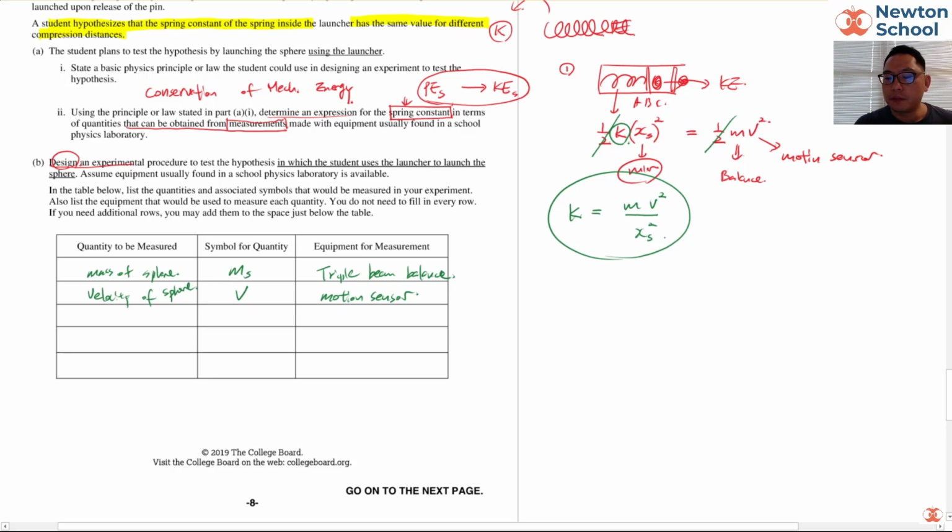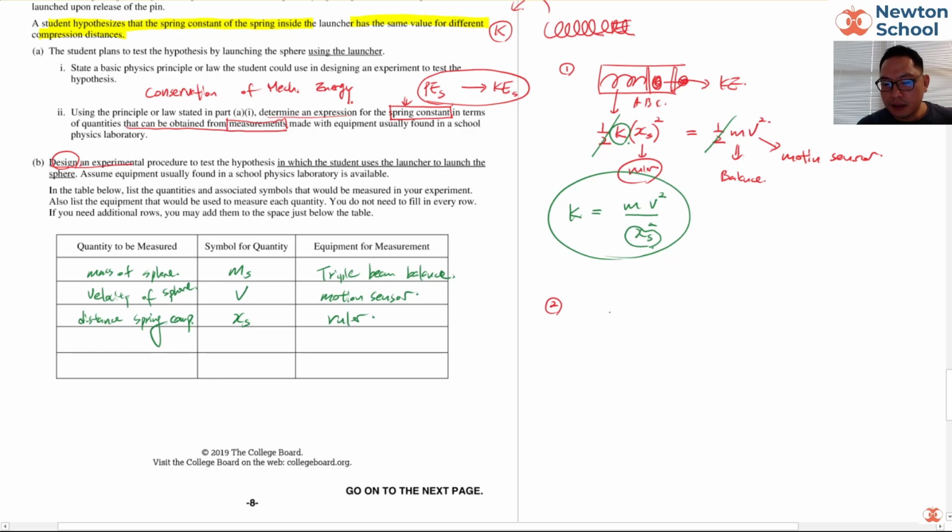And you also have to measure the spring compression, right? So distance spring compressed, spring compression, and I'll use x_s. Equipment to measure, I'll use a ruler. I mean, that's the easiest experiment you can design.